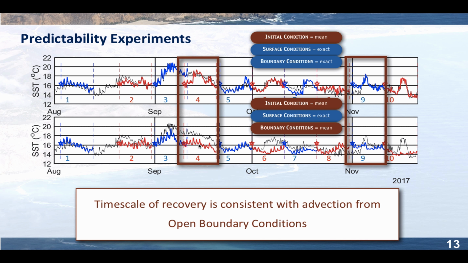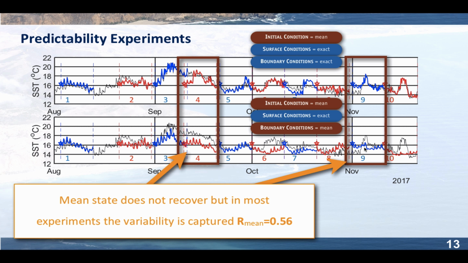But if you look at the variability, actually the variability is not that bad. In fact, even though the model cannot recover the mean state, in most experiments the variability, that is these kind of wiggles here in the 10-day forecast, is captured. In these two particular cases, the correlation is about 0.56.